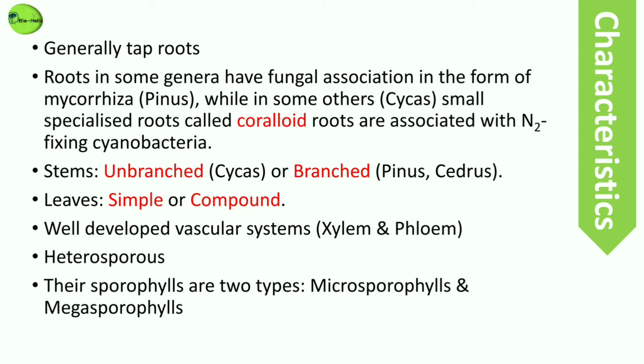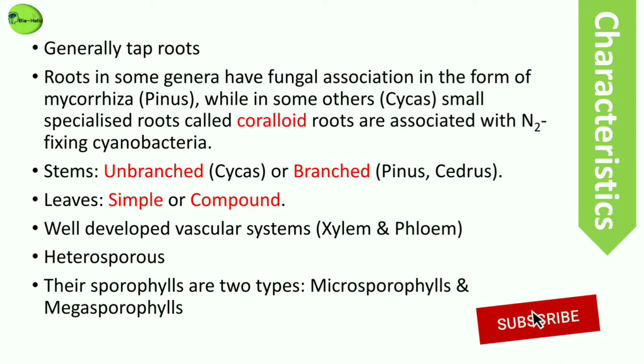While in some other genera like Cycas, small specialized roots called coralloid roots are associated with nitrogen-fixing cyanobacteria. And these coralloid roots are irregular; they do not possess root hairs or root caps. Now their stems are unbranched or can be branched. And the leaves may be simple or compound.